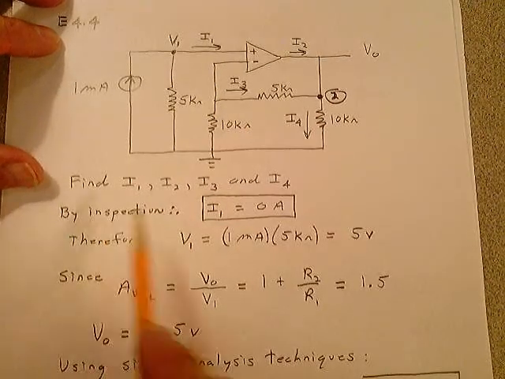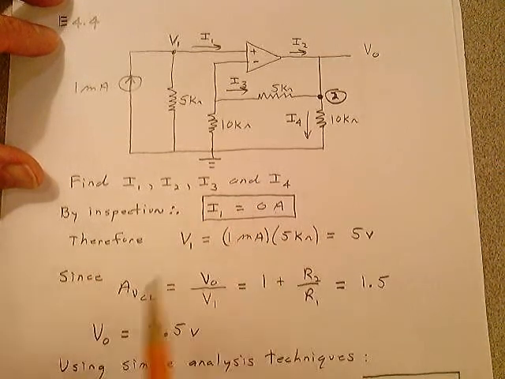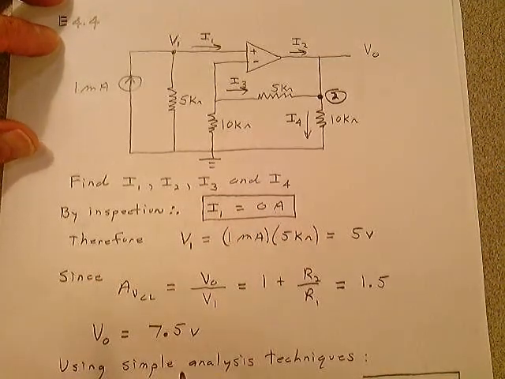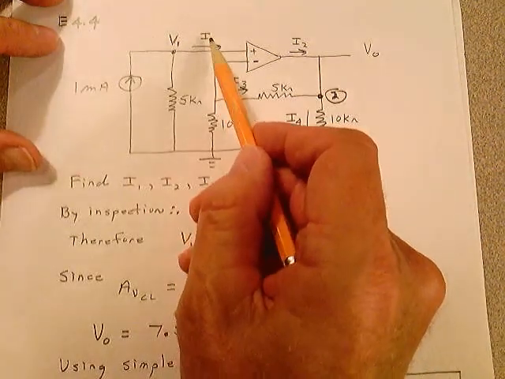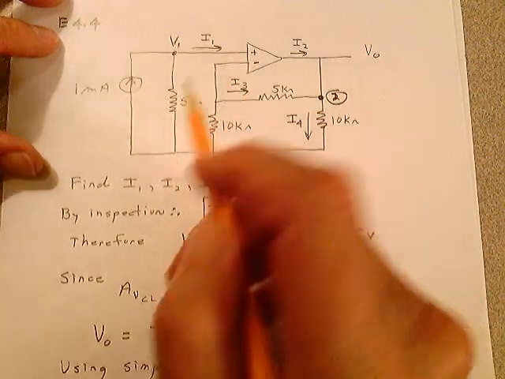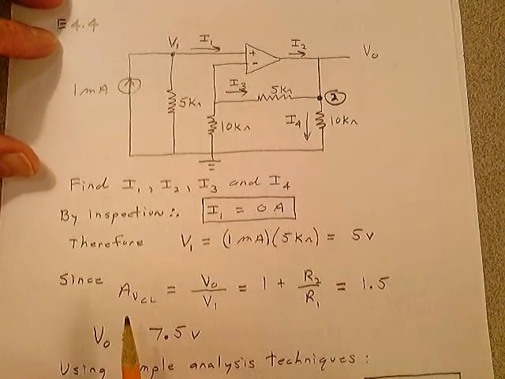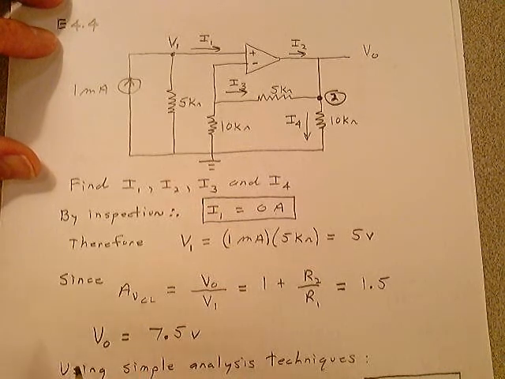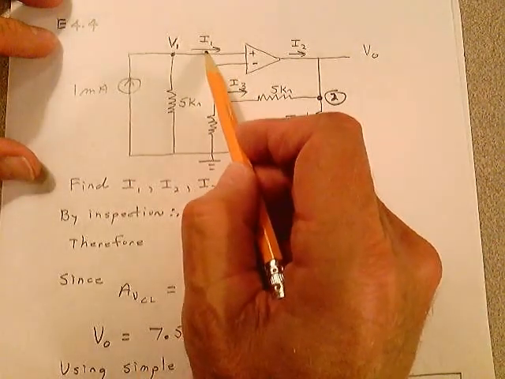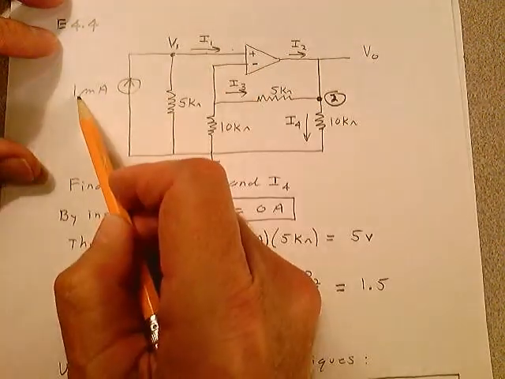By inspection, you should see that I1 is 0 amps. That's 1/4 the problem already. You got it right. I1 is 0 amps because we're assuming an ideal op-amp. That's infinite input resistance. No current I1 can flow there. And if you're using the technique, which you're going to have to use to solve this problem, of projecting this voltage down to this point or this voltage to here, that's not volts.